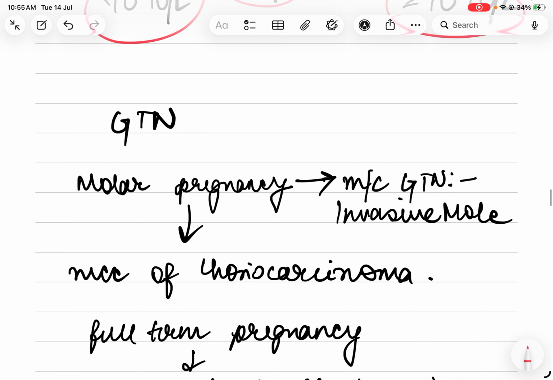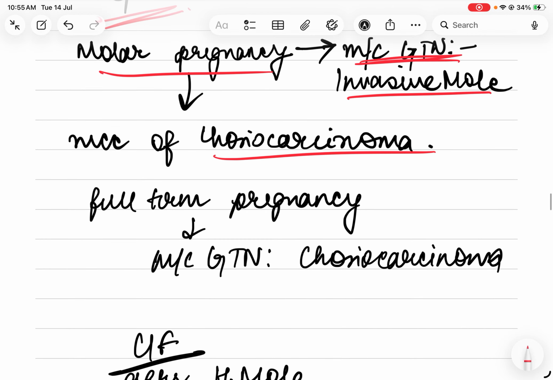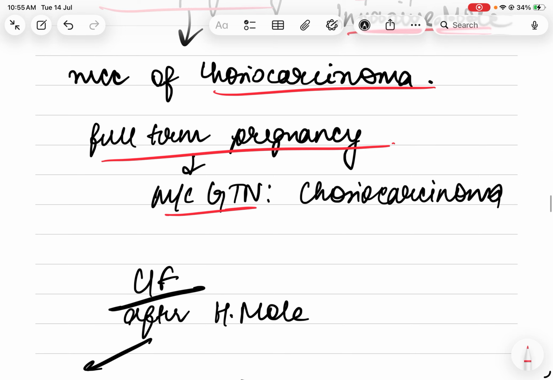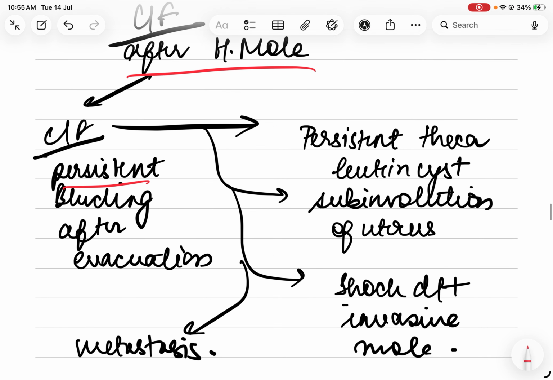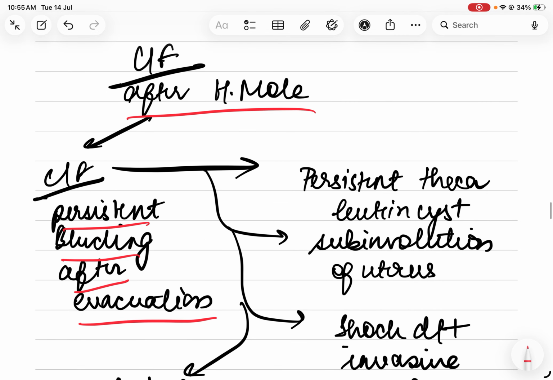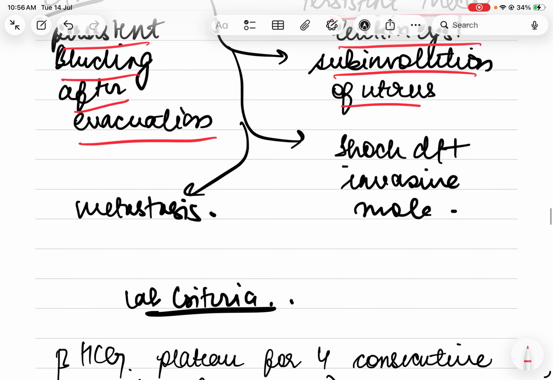Okay, now we come on to the GTN. GTN after molar pregnancy: the most common GTN is invasive mole, and the most common cause of choriocarcinoma is molar pregnancy. After full term pregnancy, the most common GTN is choriocarcinoma only. Clinical features: persistent bleeding after evacuation will be there. Persistent theca lutein cysts will be there. Subinvolution of the uterus will be there. Shock due to invasive mole will be there, and metastasis could be there.